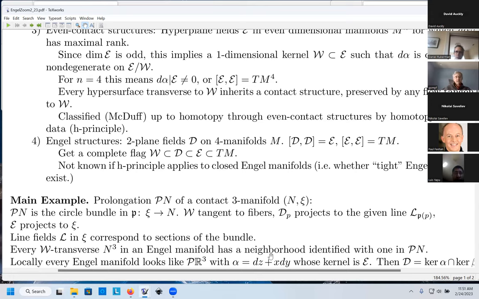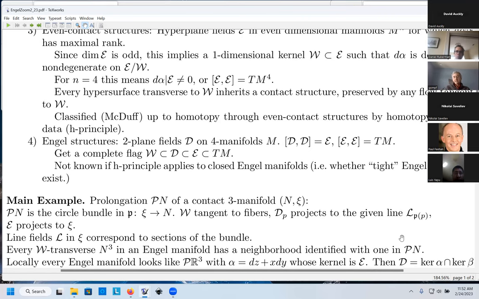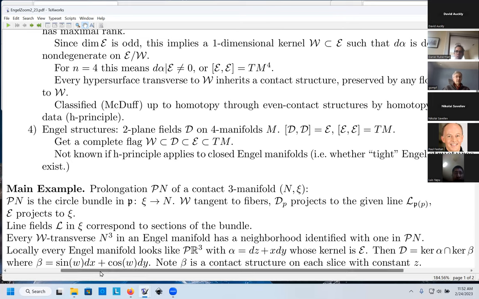Then alpha in R3 is cutting out the contact planes. But if we look at the prolongation of R3, that same alpha thought of on the 4 manifold is cutting out the even contact structure. So we're seeing both of those with the same alpha. How do we cut out the two-plane field D? We need to do that by intersecting with the kernel of another one form. And that one form, I've written it here, is just what you expect. Little w is the fiber coordinate, and this thing rotates once as we go around the fiber, as it's supposed to.